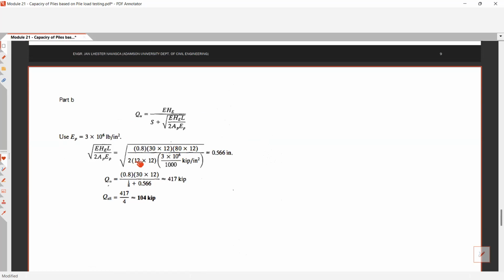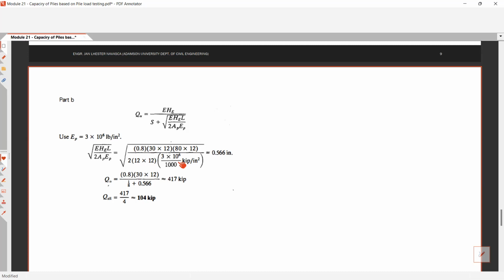Okay. So 2 times 12 times 12. Yan yung area mo. And yung modulus of elasticity is 3 times 10 raised to 6 divided by 1,000 para maging kips. Okay. So 1,000 pounds is equivalent to 1 kip. So, kaya siya may divided by 1,000.